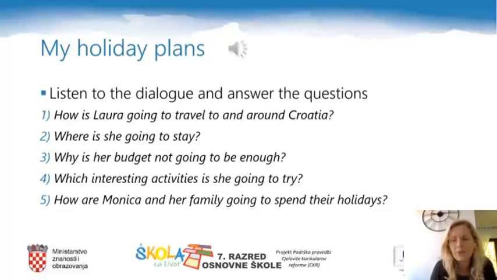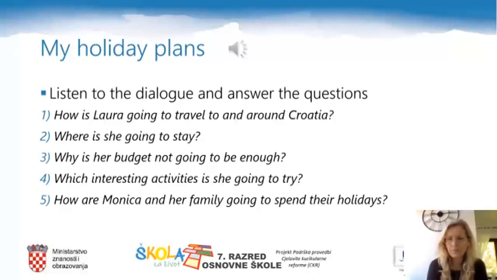Now we are going to listen to a dialogue connected to our topic. While listening, your task is to find the answers to these 5 questions. How is Laura going to travel to and around Croatia? Where is she going to stay? Why is her budget not going to be enough? Which interesting activities is she going to try? And how are Monica and her family going to spend their holidays? Listen carefully.